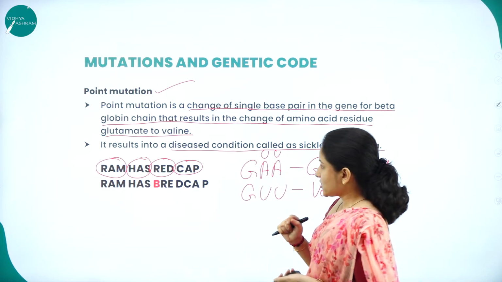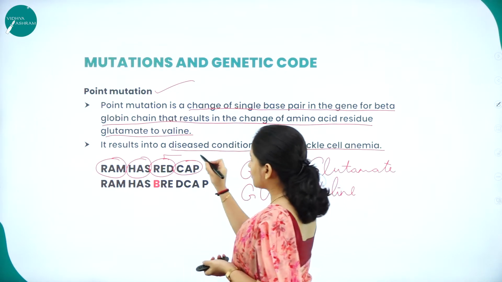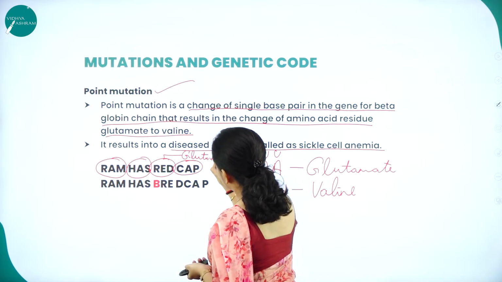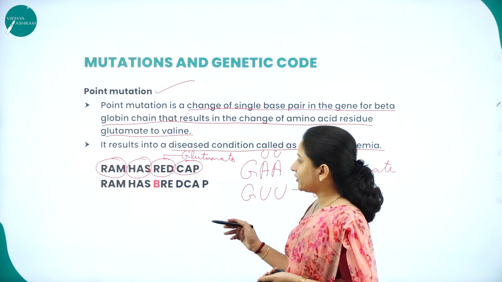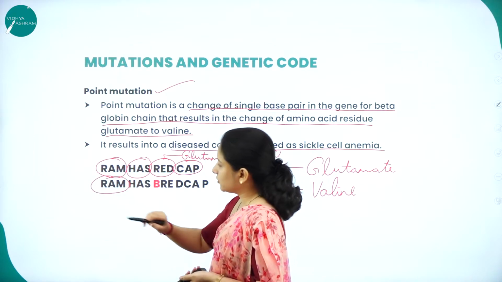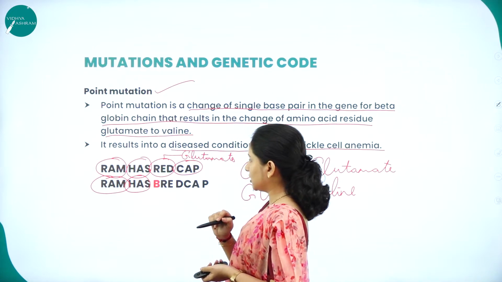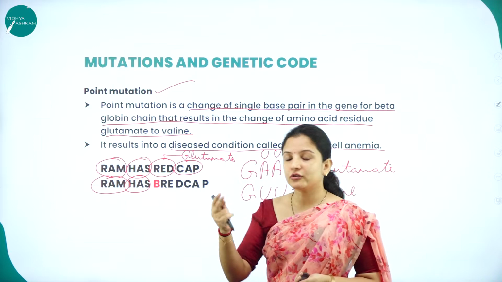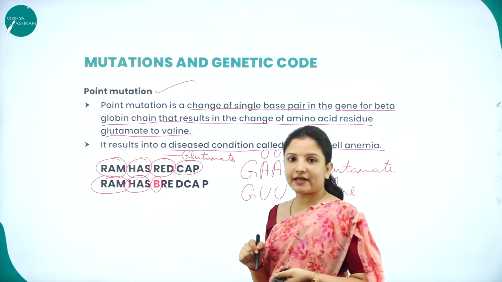Now we shall see that, say for example, RED is a genetic code that is producing glutamate. Now what might happen? Can you see here, point mutation has occurred. This remains the same. No mutation has occurred here. This remains the same. No mutation has occurred. But here what has happened is, one extra nucleotide has got added. Can you see here? B. One extra nucleotide has got added.